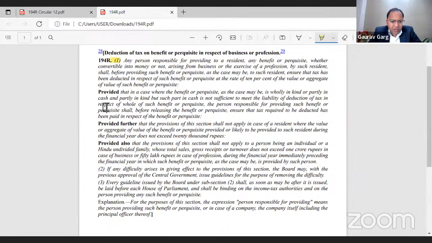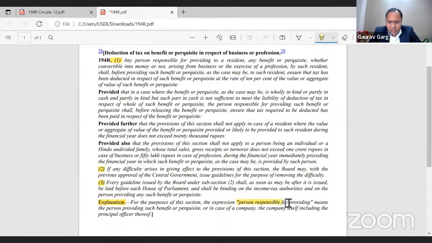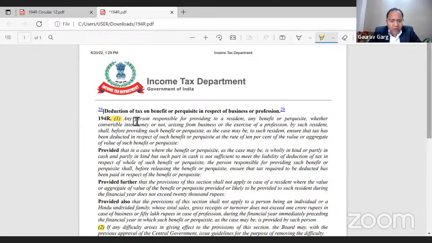These are subsection 1, then we have subsection 2, then subsection 3, and then we have the explanation, which gives the meaning of person responsible for providing. And this person responsible for providing is actually given in para 1. So here it is.